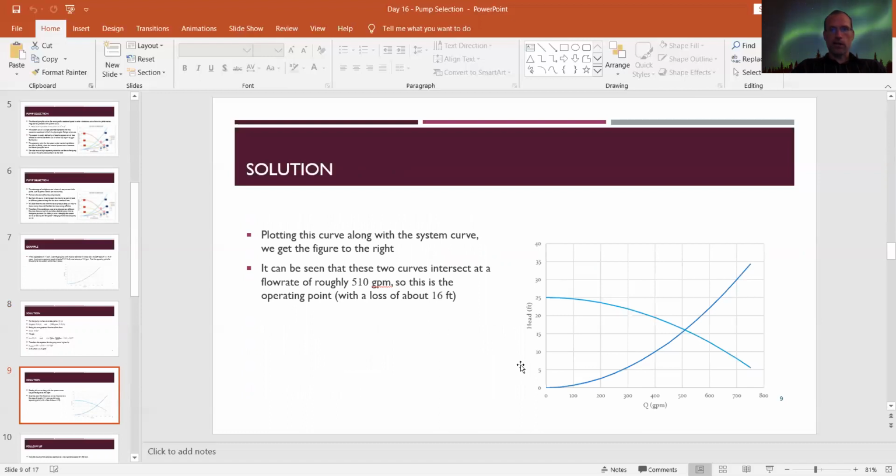The next thing I want to do is actually plot that curve. So here's my new curve, 25 minus 3.44 times 10 to the negative fifth times Q squared, and the system curve from before. And as I said, the operating point is just where these two meet. So that point right there is my operating point. I'm going to get a flow rate of roughly 510 gallons per minute, associated head loss roughly 16 feet, and that's my operating point for this case.